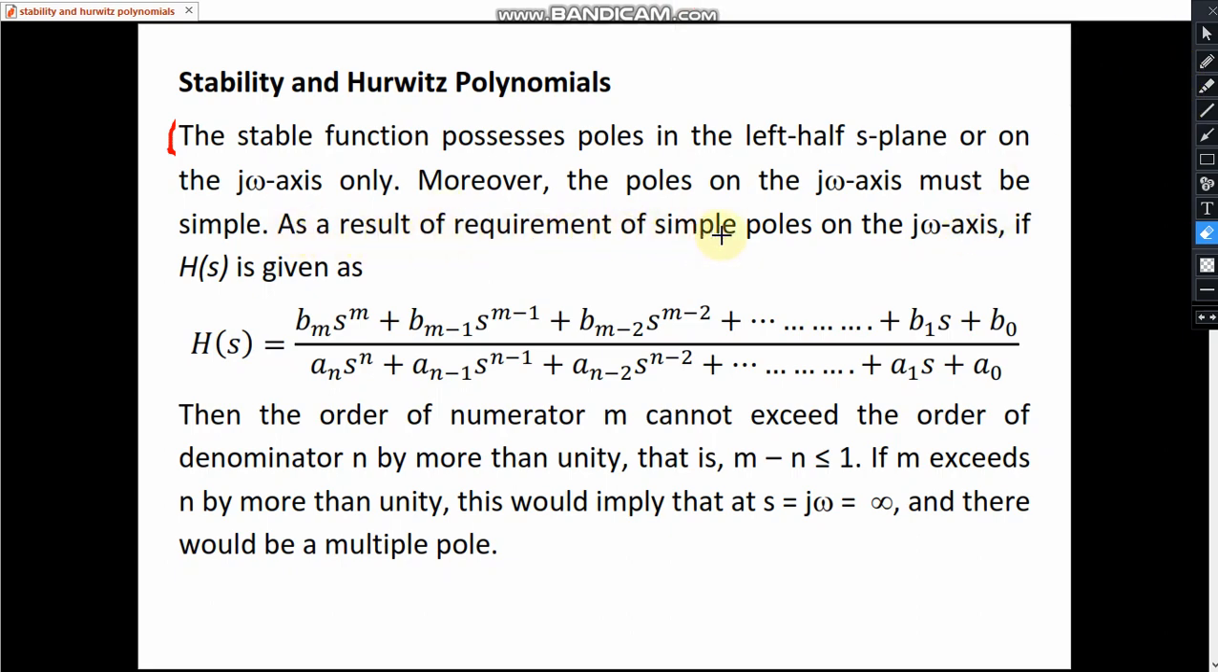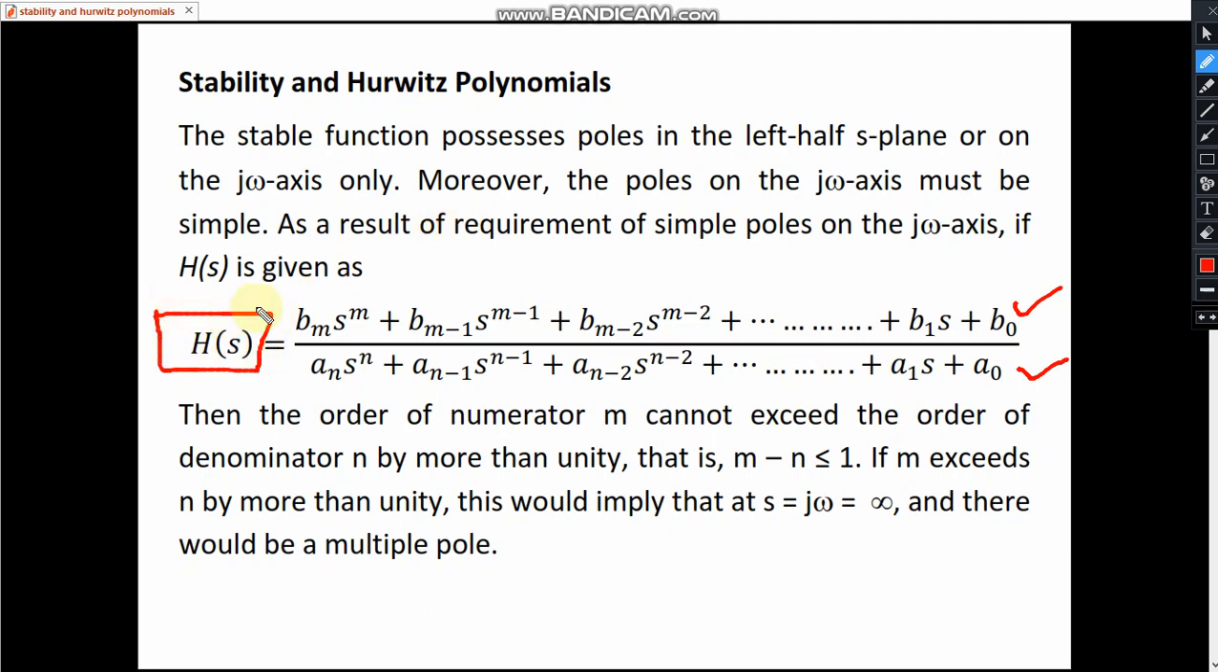As a result of the requirement of simple poles on the j omega axis, if H(s) is given as this, actually for RLC circuits, this system function H(s) is always of this form: numerator polynomial divided by denominator polynomial. So there is numerator polynomial divided by denominator polynomial, polynomial upon polynomial. H(s) will always have this form.